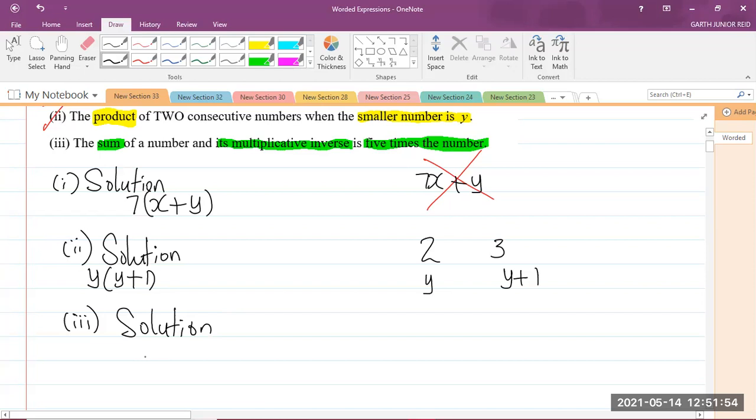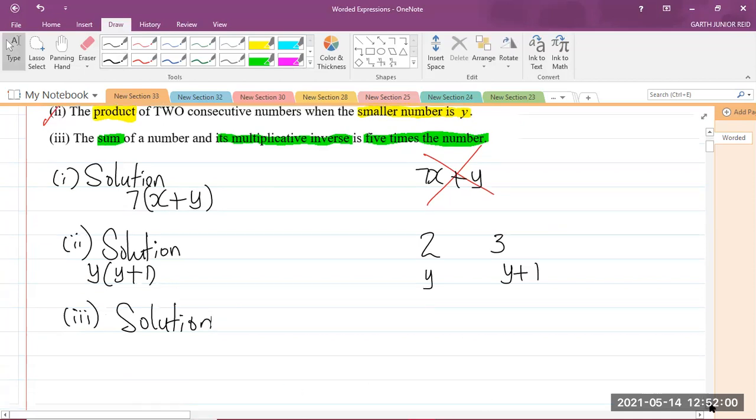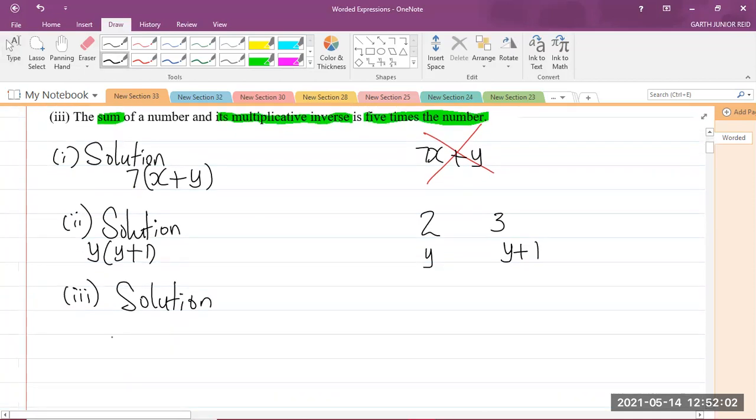The sum of a number. I'm just going to use x to represent that number. Let me scroll down a bit. And it says sum, so we know that we're going to do some adding. It's multiplicative inverse. So the sum of a number and its multiplicative inverse. So what is the multiplicative inverse of x? It is basically the reciprocal of x.